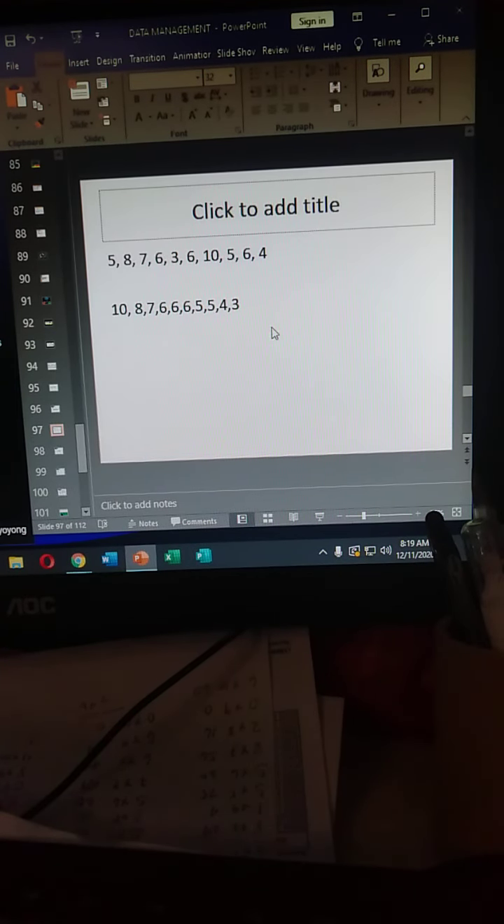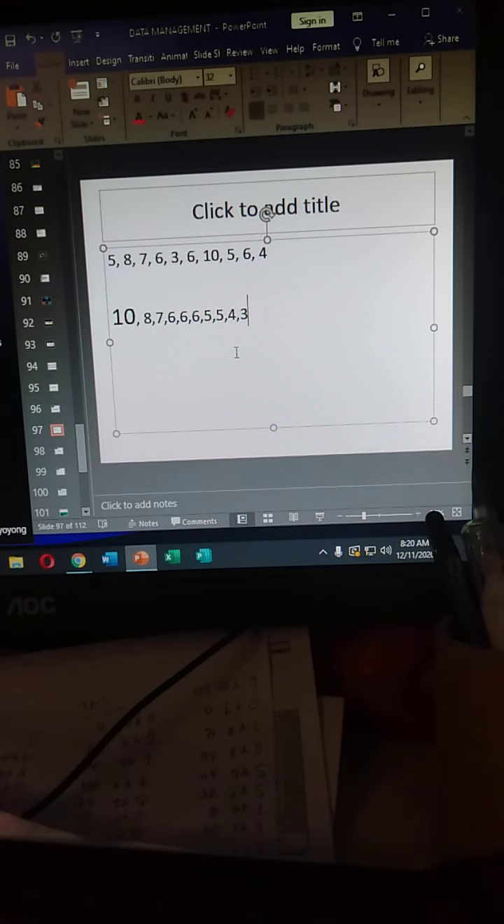As we know, in our data, 10 is the highest and 3 is the lowest. What's the middle number? That's 6, because 6 plus 6 is 12, divided by 2 is simply 6. So, our highest number is 10, the middle is 6, and the lowest is 3.